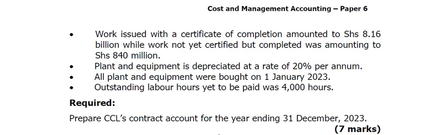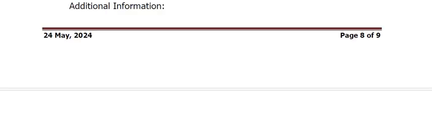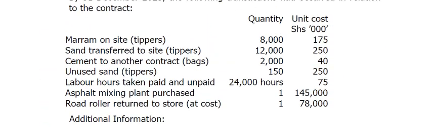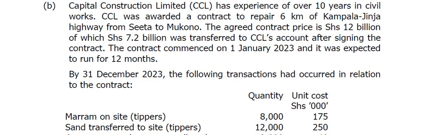So I'm using the May 2024 question paper. This is question 6, part B, because part A is about the least squares method, then part B is about contract costing, and it's what I'm going to use because I want to show you how to come up with a contract account, and then we see how we can balance it off. So question 6, part B, May 2024. That is our question for today.